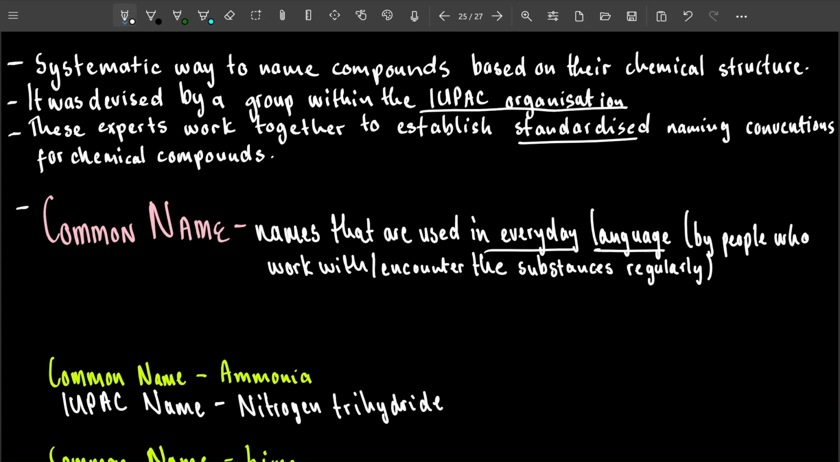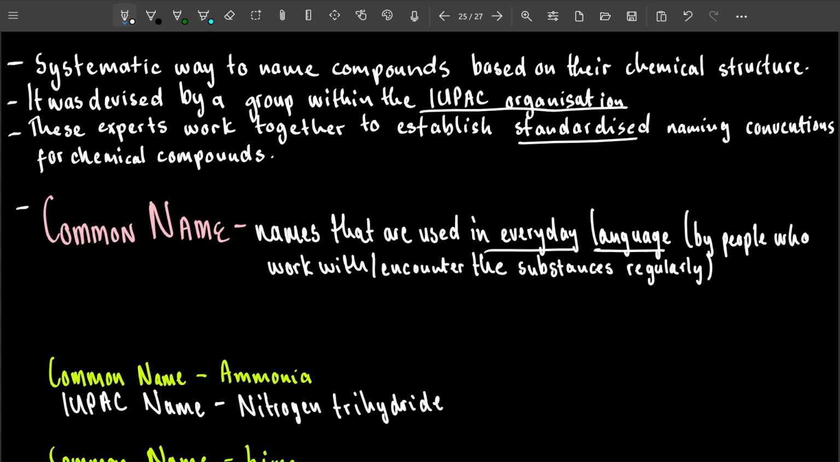Common name is the name that is used generally by people who meet that chemical or who encounter it every day. And this could be women in a kitchen, or men in a kitchen, people in a kitchen. They could use the name lime, or slaked lime. And they know what they're talking about.